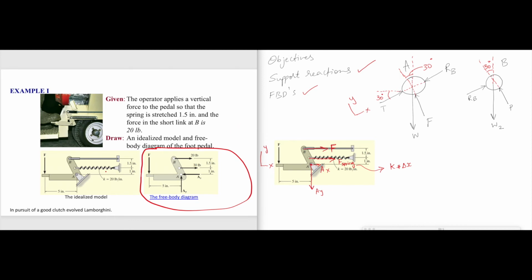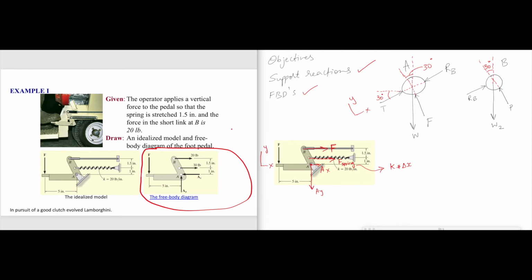So the takeaway point from here is you represented a pin with two reaction forces. Number one, you represented a spring with a reaction force. You represented a link with the force that was applied or was taken into the spring or into the link. So how to represent a link with its equivalent force, a spring with its equivalent force, a pin with its two reaction forces? That's what we should see in the free body diagram.